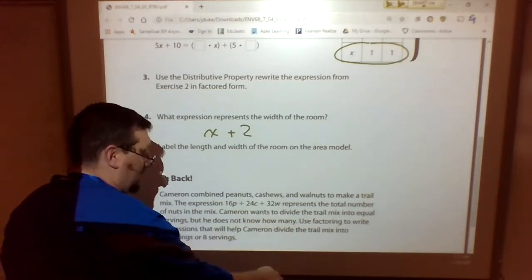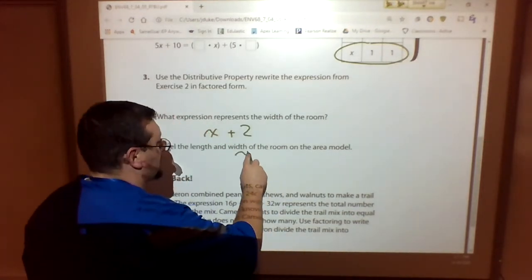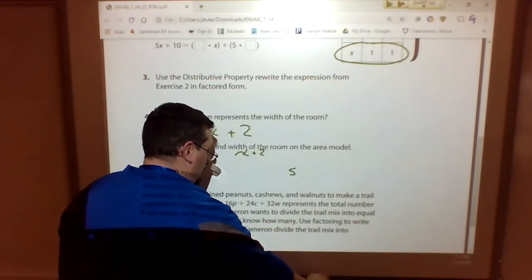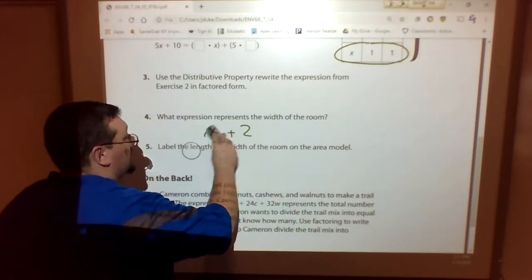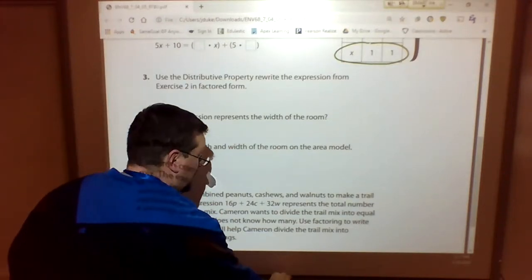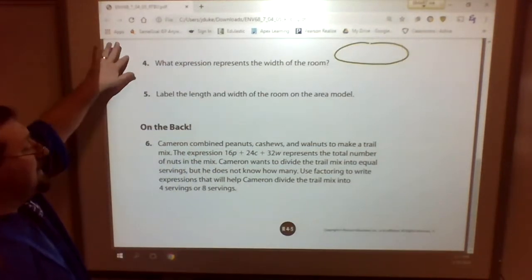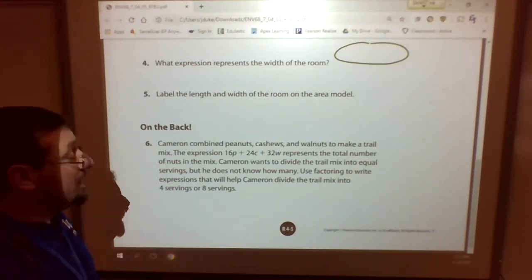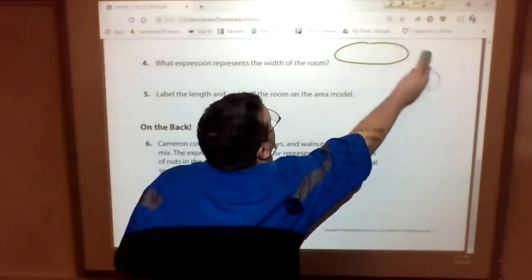All right, and we already labeled the length and width. It was x plus 2 at the top and 5 at the side. Okay. Kind of a long way to do that, but a good way to visualize. All right, so on the back, if you're doing this in your own notebook, you can do it anywhere you want. All right, let's read.